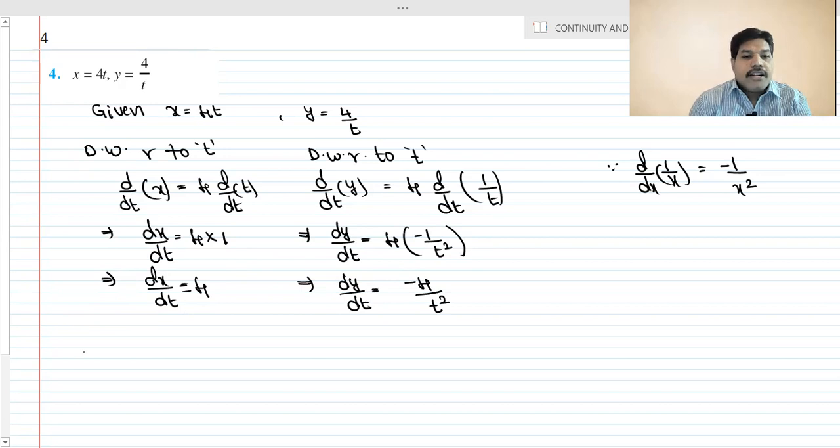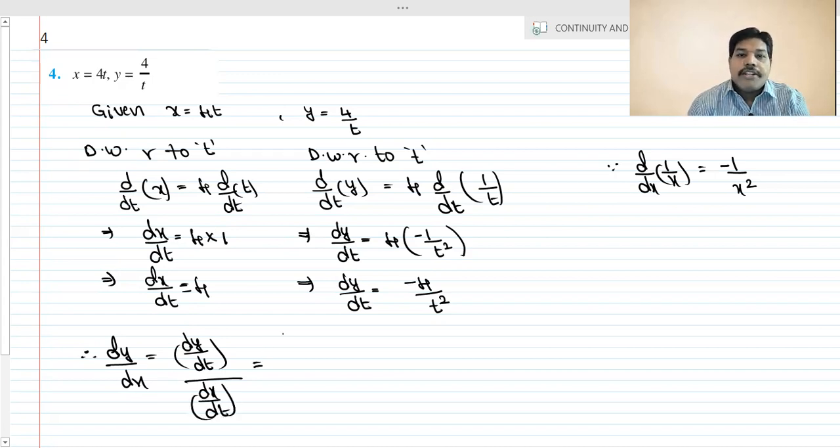So I need the dy by dx value. What is dy by dx? How can you write this, students? dy by dx is equal to dy by dt divided by dx by dt. What is dy by dt? That is nothing but minus 4 by t square. And what is dx by dt? This value is 4. So the 4 and the 4 will be cancelled. The answer will become minus 1 by t square.